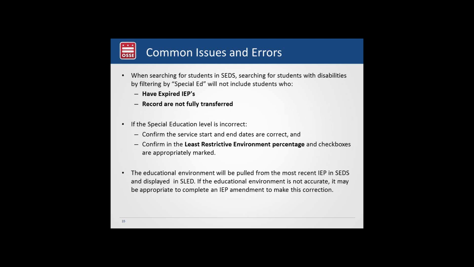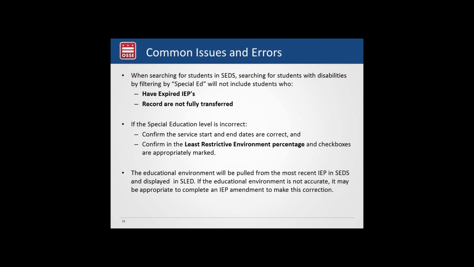So here are just some tips. In SEDS, when you're searching for students with disabilities and you filter by special ed, you will not receive results from students who have expired IEPs or from students whose records have not fully transferred. If the special education level is incorrect, confirm the service start and end dates are correct. We receive a lot of OST tickets regarding this. So again, please check on the IEP that the service start and end dates are correct.